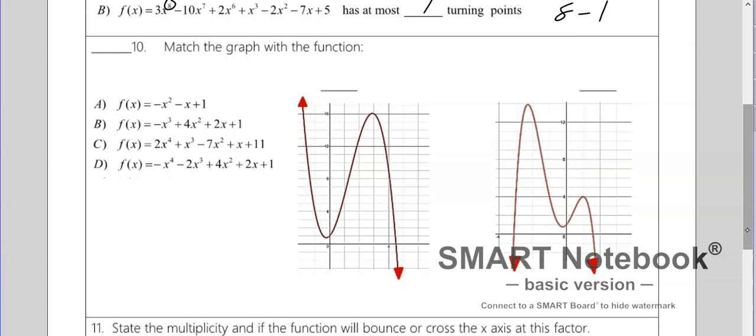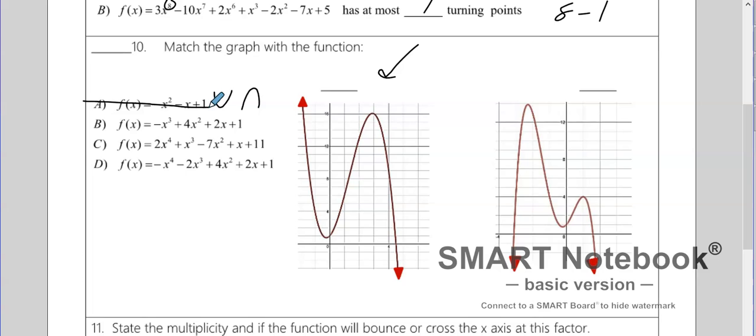First off, this one right here is going to be either a cubic or a fifth or a seventh, but most likely a cubic. But it could be one of those other ones. So right off the bat, A is a parabola. We don't have any parabolas. Okay? We know a parabola looks like this or like that. A is out. Smart test taking skills, get rid of that.